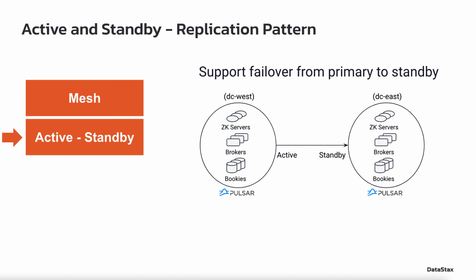Active standby. One Pulsar cluster is active for users with the clusters being synchronized. If the active Pulsar cluster becomes unavailable, failover will make the standby cluster active.